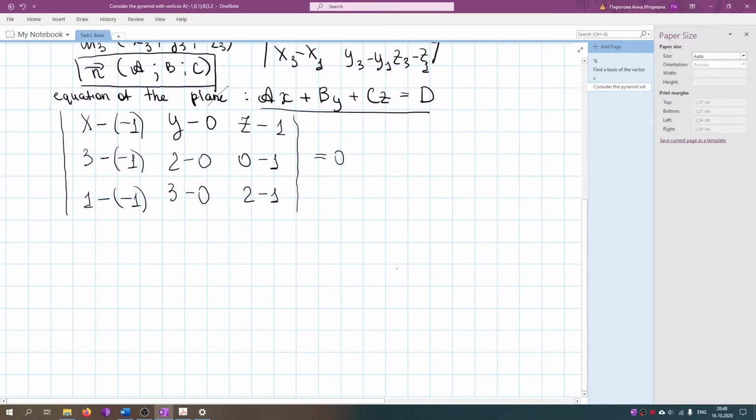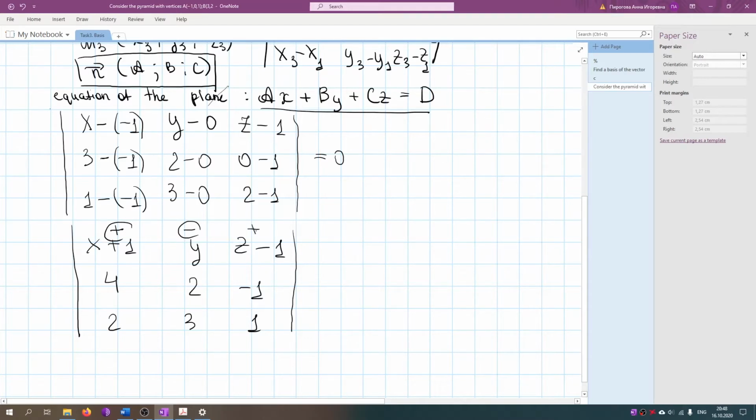I'll scroll down. And firstly, we get rid of all these minuses and brackets. So here it is just x plus 1, y, z minus 1, or 2 minus 1, 2, 3, 1. That's great. We just need to simplify this matrix, write it in a different form. We don't forget that here we have plus sign, minus sign, plus sign.